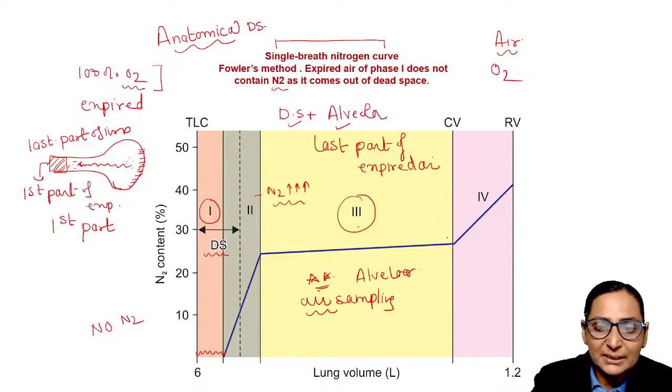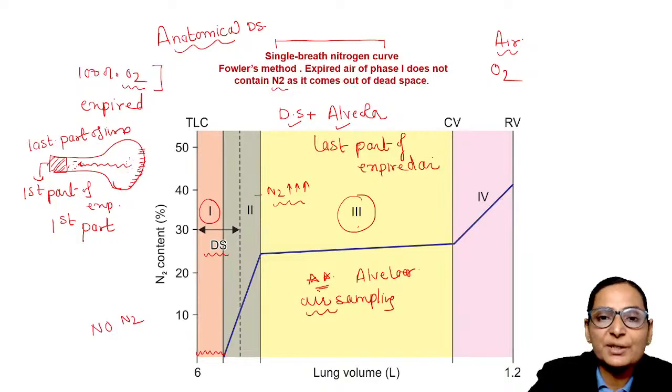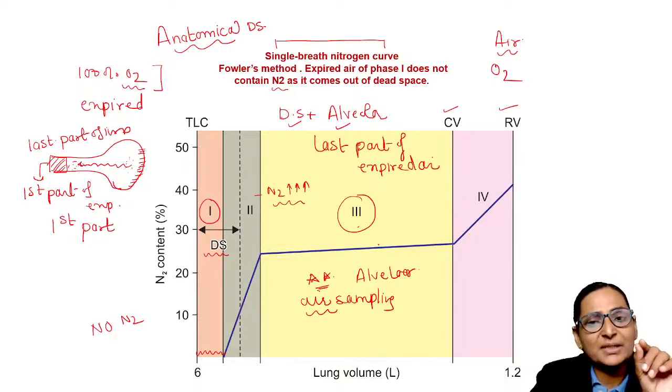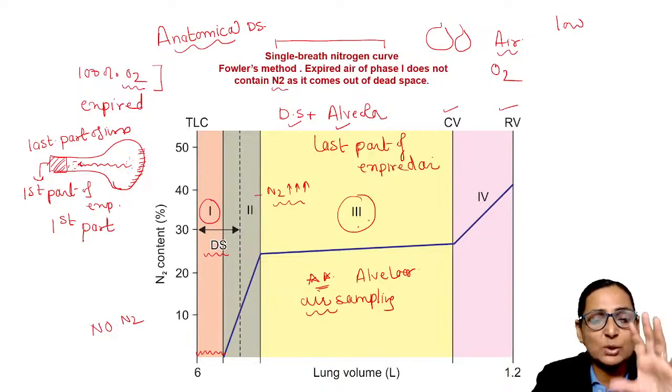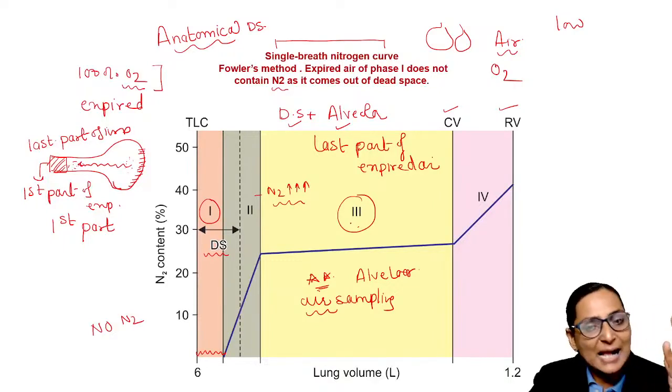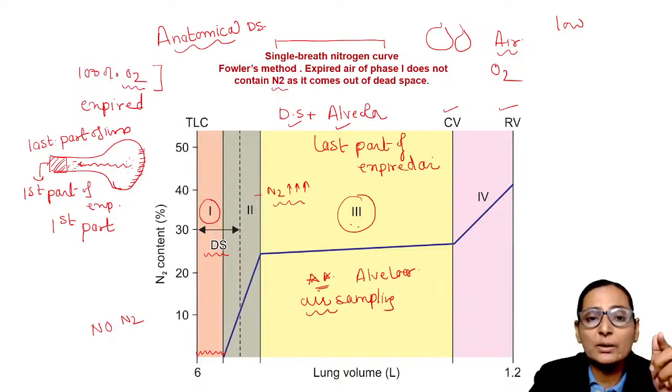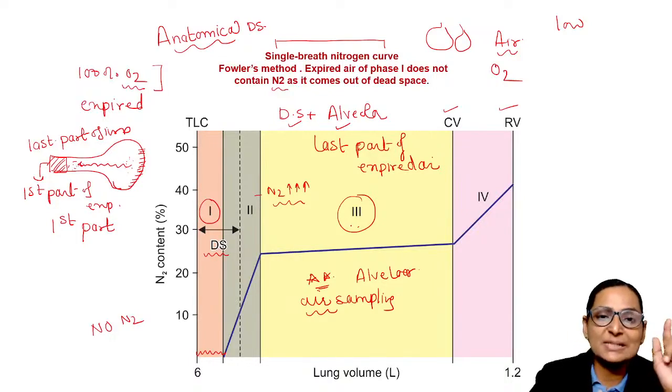Now, after completing this maneuver, you ask the person to take a forceful expiration. That forceful expiration will give you closing volume, and this fourth phase up to the residual volume is the part of the air which is coming from the apical alveoli. You know that the apical alveoli are already inflated, already large, and have low compliance because they are already filled with air, as the lungs are subjected to more negative intrapleural pressure towards the apical area. So that part of the alveoli will empty out with forced expiration.